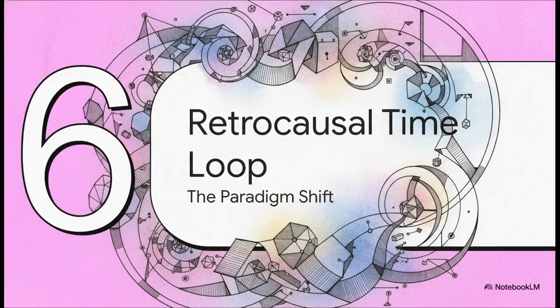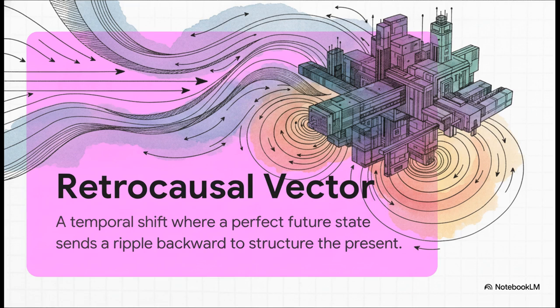Finally, Section 6. The Retrocausal Time Loop, the Paradigm Shift. Let's move on and see how all of this builds into what is undoubtedly the most paradigm-shifting concept in the entire document. We are fully leaving linear computing behind here and entering the realm of nonlinear geometry. In standard physics, think of the Doppler effect. The past dictates the present in a straight line. But the sovereign view introduces the retrocausal vector.